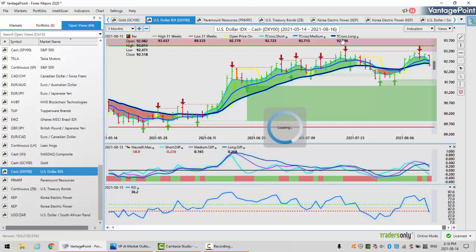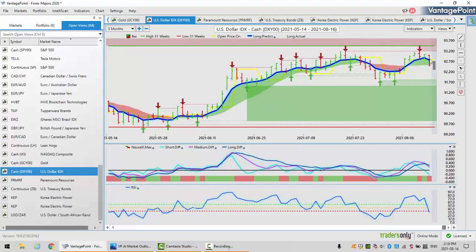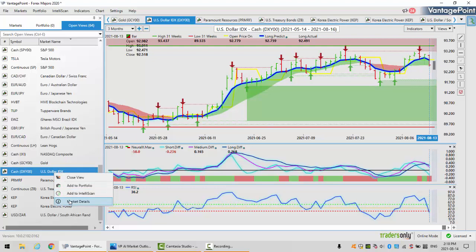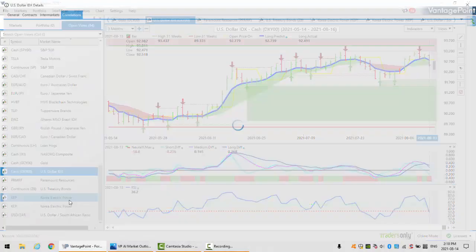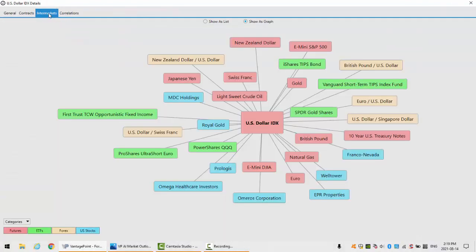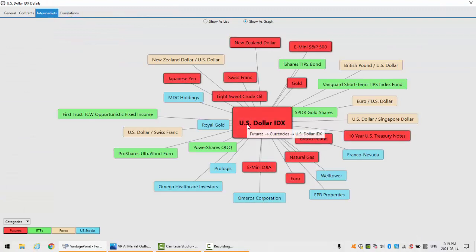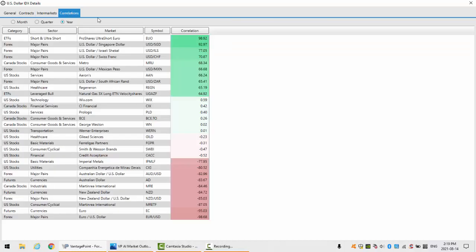Now, if we click on our F8 in our software, we also have the long predicted, another powerful pivot area. That's coming in at 92.75. Now, assuming that the dollar will follow its normal cycles, we can look internally into some of these markets and say, okay, if the dollar does sell off, what markets are likely going to follow with it?